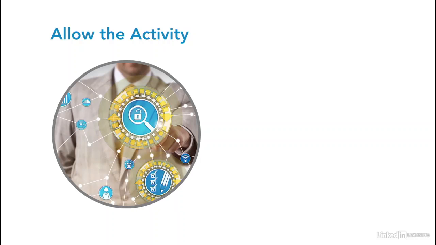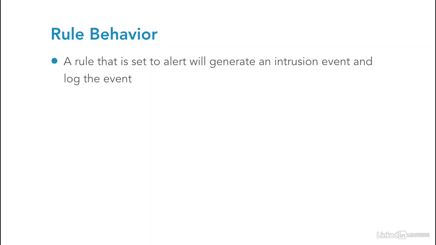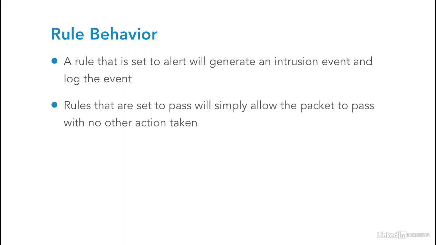And it may allow the activity. Now this sounds odd, but this does happen, for example, when the administrator needs to allow exceptions to configured signatures. This might happen possibly during an authorized event, such as a vulnerability scan. Each rule header includes a parameter that specifies the action the system takes when it matches a signature. A rule that is set to alert will generate an intrusion event and log the event. Rules that are set to pass will simply allow the packet to pass with no other action taken. Pass rules by default will override alert rules.